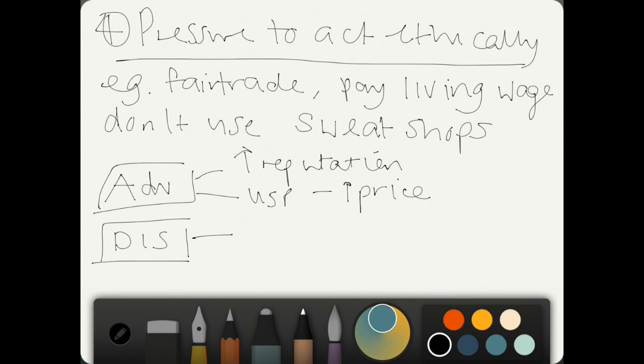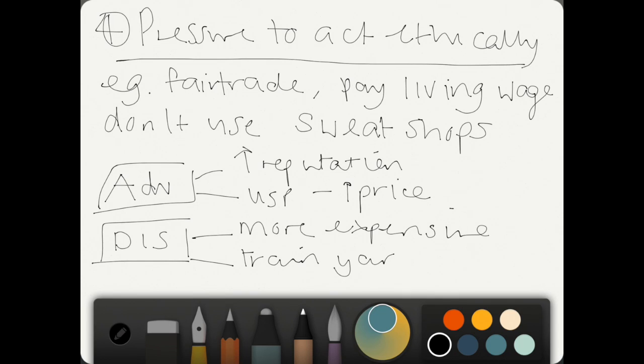Now the disadvantages of this: fair trade products are usually more expensive, aren't they? They don't come cheap. So being an ethical business usually means it's more expensive. Your costs are going to be higher, and obviously that can have an impact on your profit. The other thing is you've got to train your staff because you need to have them behaving ethically.